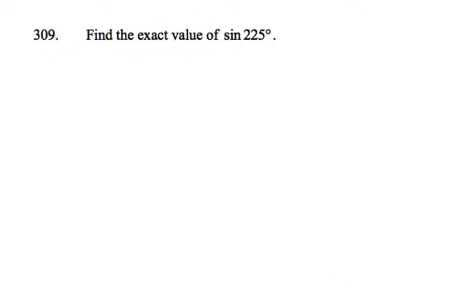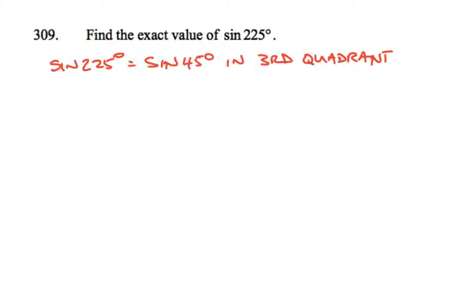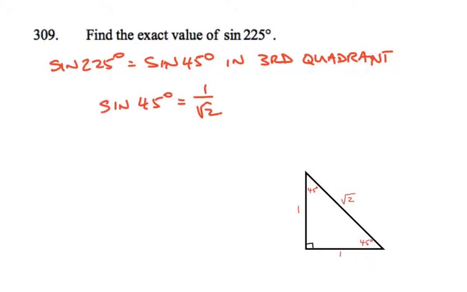Exact value of sine 225. Now if you thought about 180 plus something to make 225, I think you'd be talking 45, which is one of our exact values. So sine 45. We have to remember that 225 is in the third quadrant though, so we have to keep that in mind and take that into consideration.